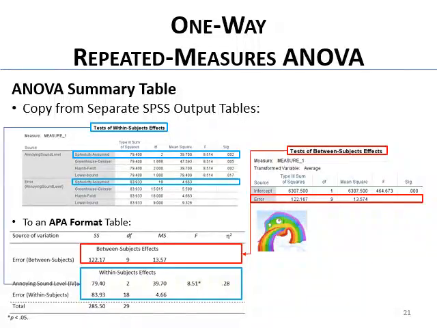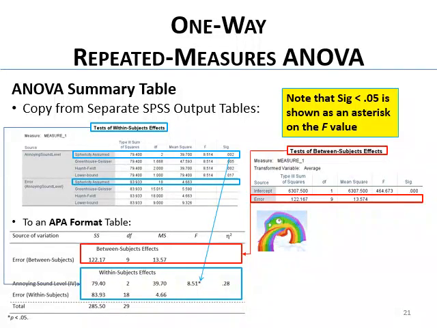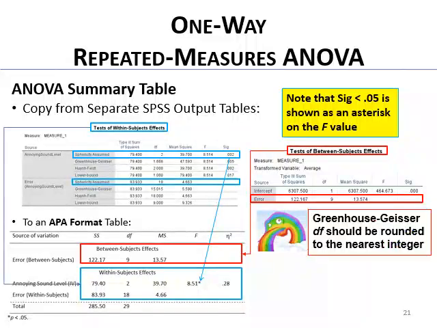I think it's straightforward for the most part, except for the following. You use a star instead of putting a sig column if your sig was less than 0.05. And if you end up using Greenhouse-Geisser because you violated the sphericity assumption, you round the degrees of freedom to a whole value. So if you look up above in the table, there's 79.4 and 83.9. You would actually round those for presentation in this table to 79 and 84, right?